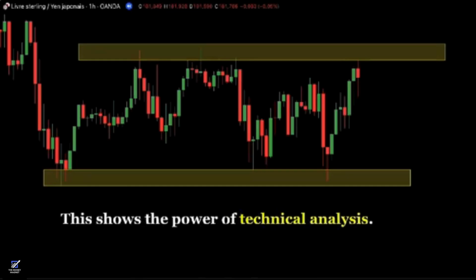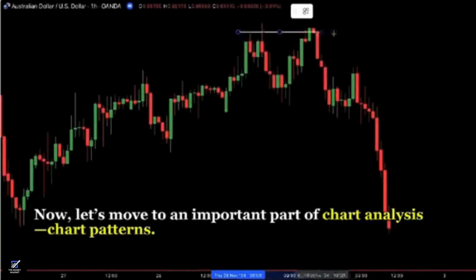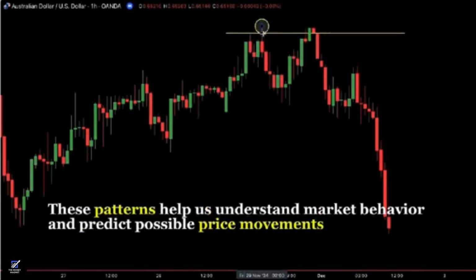This shows the power of technical analysis. With just a few simple concepts, you can analyze any chart, understand the market's behavior, and predict potential price movements with confidence. Now, let's move to an important part of chart analysis: chart patterns. These patterns help us understand market behavior and predict possible price movements.